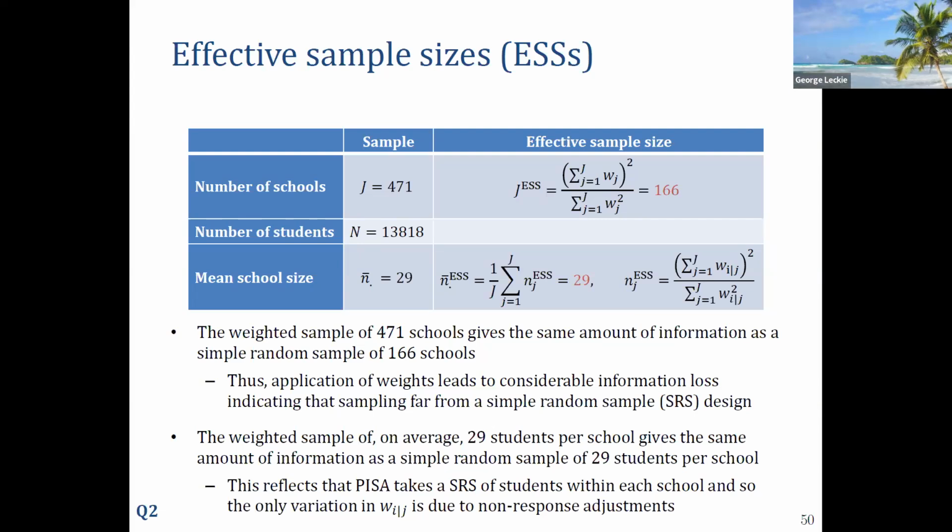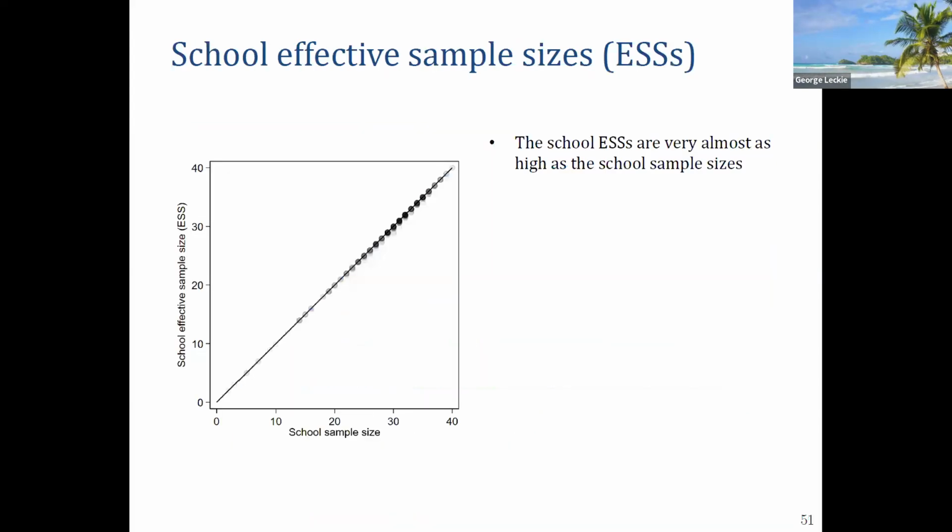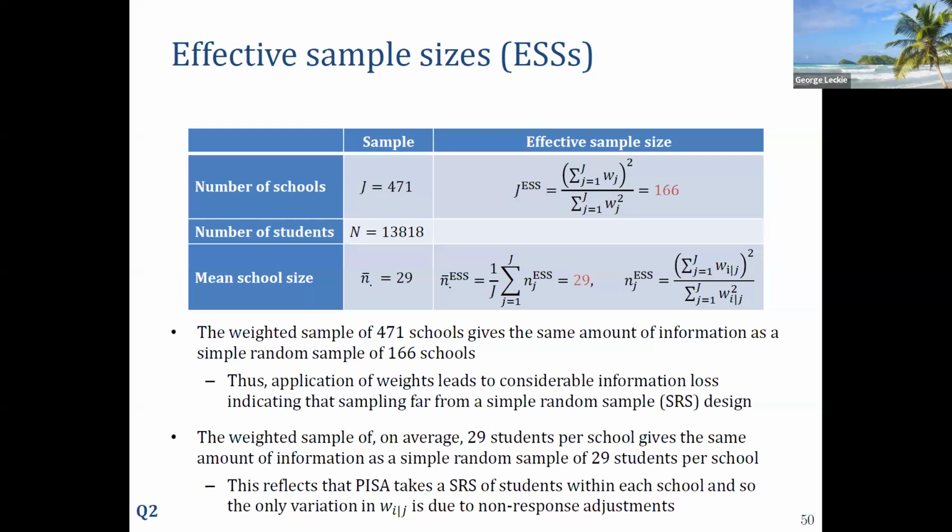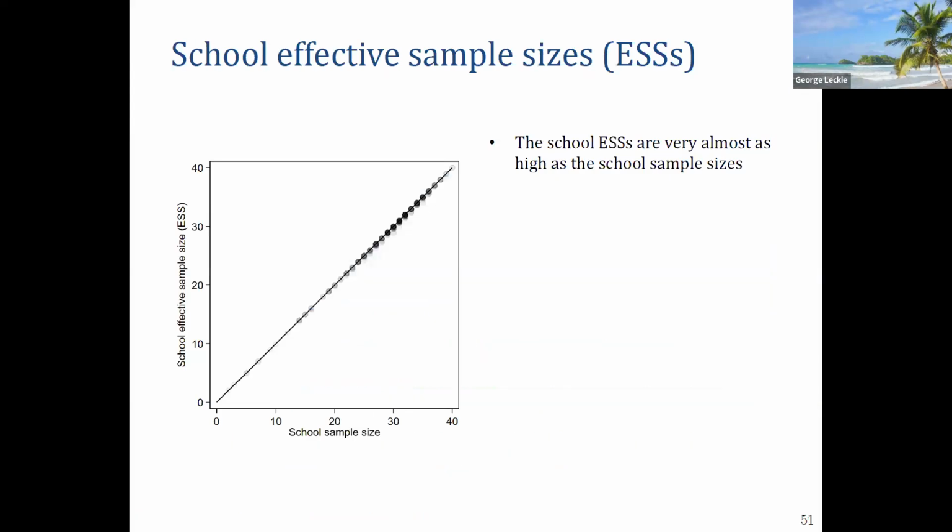Okay, so hopefully this is giving you a bit more insight. I've learned loads by doing this. Okay, so this point here says on average I've got 29 kids per school, and it's equivalent to an effective sample size of 29. Basically, it is a simple random sample. That's just doing it for all 471 schools. The observed sample size and the effective sample size are almost always on the 45-degree line, or slightly below in those schools where there were more non-response adjustments. Again, that's saying everywhere it's like we've got simple random samples within schools.